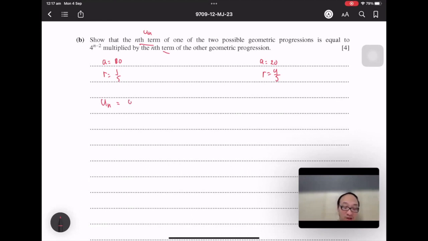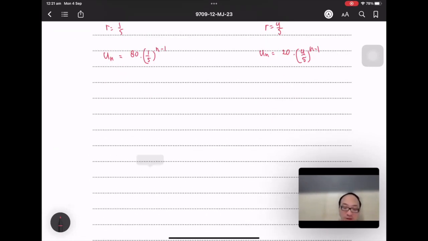equals 80 times 1 over 5 to the power of n minus 1. And the other un for the other progression is 20 times 4 over 5 to the power of n minus 1. And then we try to express this. So I give the names A and B, and then I can just do the ratio. So UnA and UnB is 80 times (1 over 5)^(n minus 1), over 20 times (4 over 5)^(n minus 1).